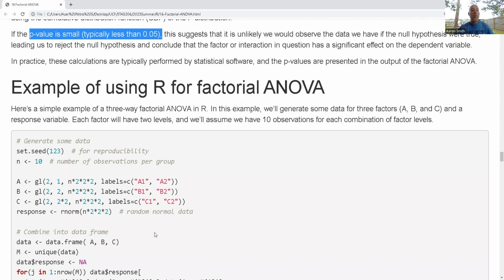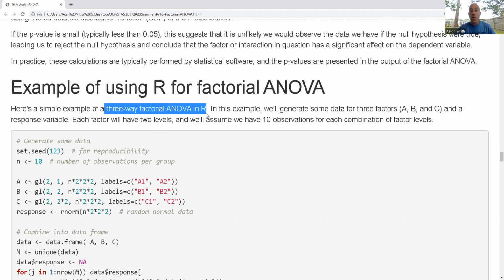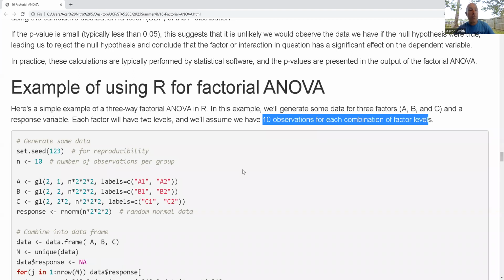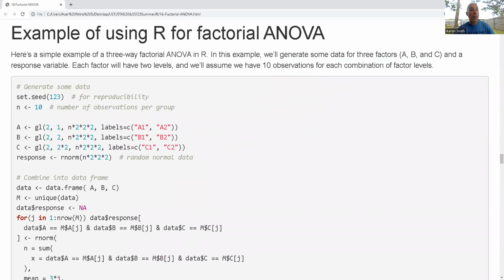All right, so now let's run through an example using R. Once again, we're going to do a 3-way ANOVA just to make our lives a little bit easier than what we could be doing. And we're going to generate some data: 3 factors, A, B, and C, and a response variable. Each factor will have 2 levels, and we'll assume there are 10 observations for each combination of factor levels. So here I'm setting up my random number generator. Here I am saying that I want 10 observations per combination of A, B, and C.